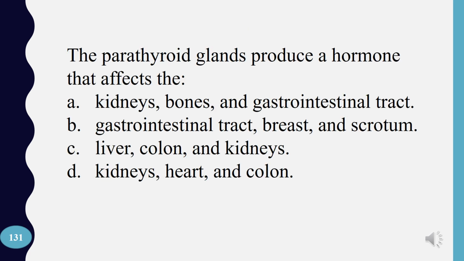The parathyroid glands produce a hormone that affects the: A. Kidneys, bones, and gastrointestinal tract. B. Gastrointestinal tract, breast, and scrotum. C. Liver, colon, and kidneys. D. Kidneys, heart, and colon. The answer is A. Kidneys, bones, and gastrointestinal tract.